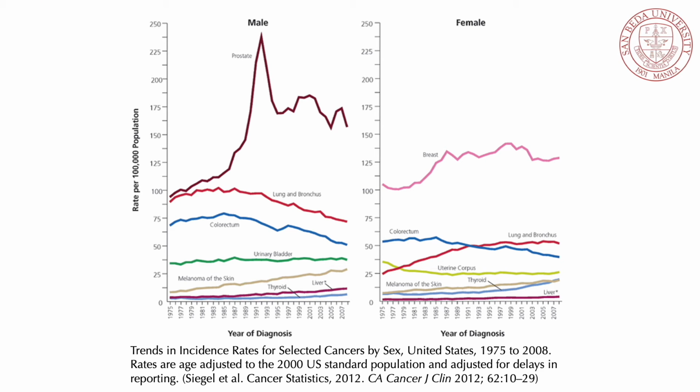Now, this figure here shows the trends in incidence rates of various cancers in the United States from 1975 to 2008, stratified by sex. Now, it is interesting to note that there was a peak in the incidence of prostate cancer during the early 1990s. Now, this was actually the time when widespread prostate specific antigen or PSA screening was introduced, and this led to increased detection and diagnosis of prostate cancer cases.